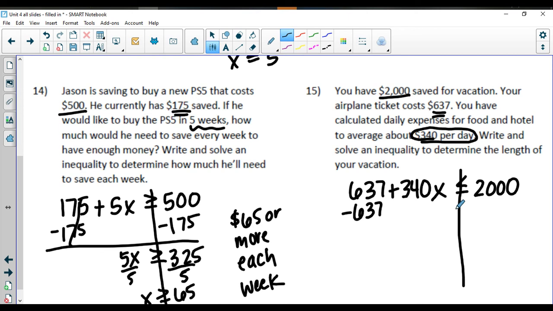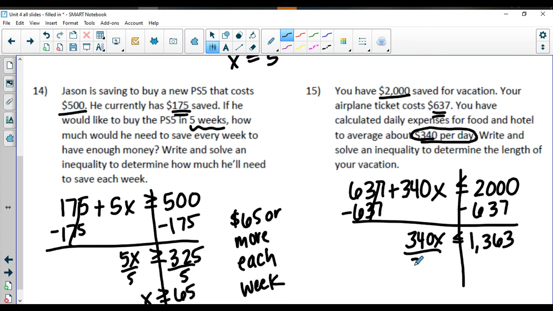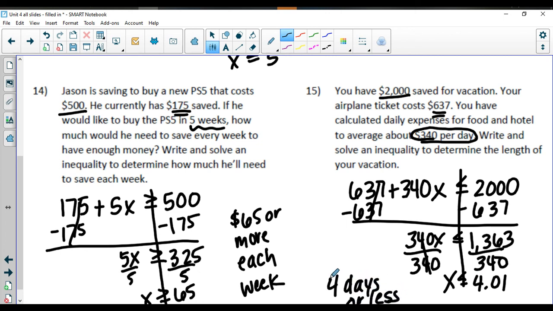So we're going to go ahead and subtract the 637. So we're going to have 340x is less than or equal to 2,000 minus 637 will give you 1,363. We're going to go ahead and divide by 340. And when I divide by 340, I actually get on my calculator 4.0088. So x is less than or equal to 4.0, let's just say 1. So our amount of time that we can be on vacation is going to be 4 days or less within our budget that we have there.